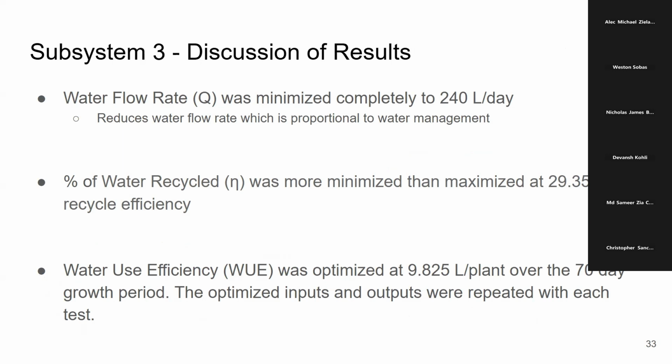The percentage of water recycled was more minimized than maximized at 29.35% recycle efficiency, and the water use efficiency was optimized at 9.825 liters per plant over the 70-day growth period. The optimized inputs were repeated with each test, and the outputs it came up with were consistent with each test.